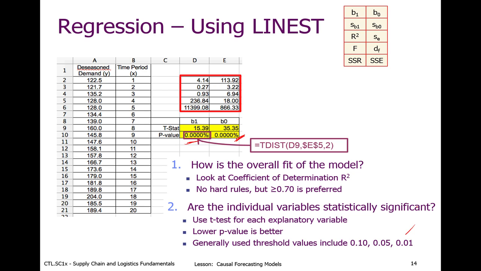So I can say I'm confident that I can reject the null hypothesis that those variables are not explaining something, with a 99% probability. This is a quick overview of how to do simple regression using a spreadsheet, using just the LINEST function and the TDIST function to test some of the parameters. Next, we'll go in and look at using multiple regression, where we can have multiple independent variables.